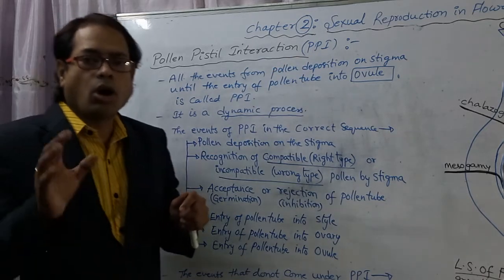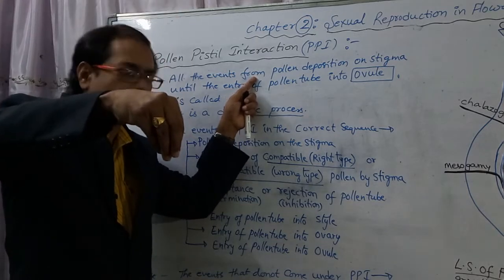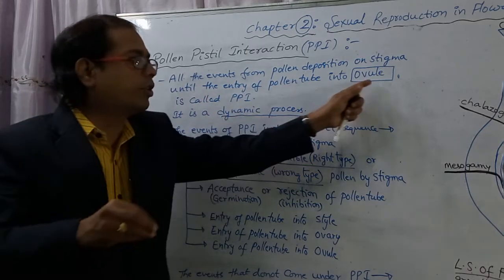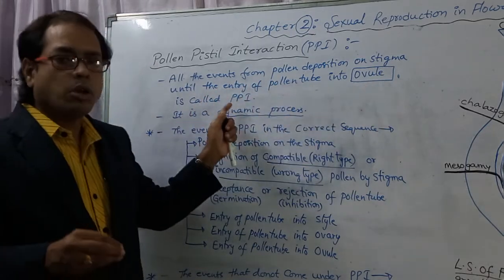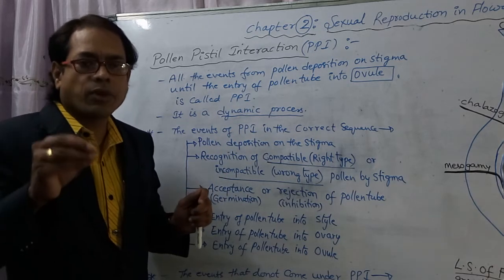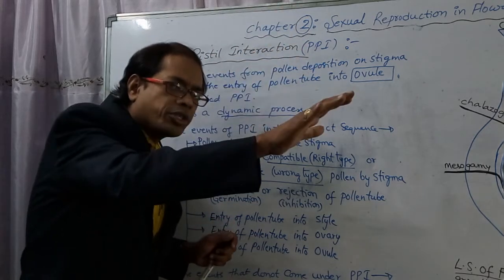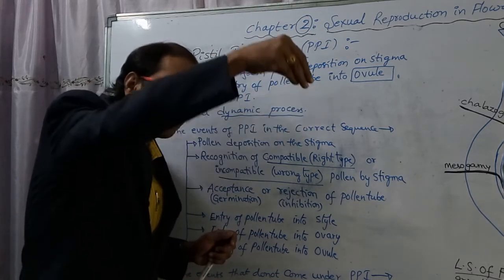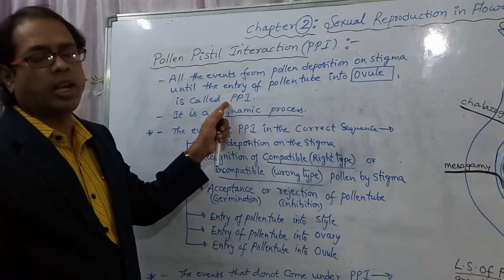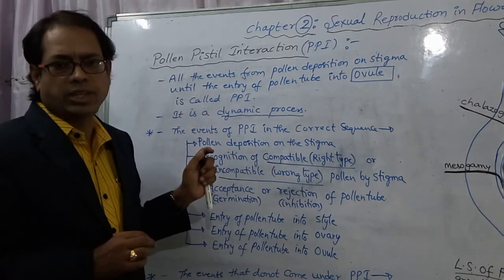That means all the events from pollen deposition on the stigma until the entry of pollen tube into the ovule are called pollen pistil interaction. It is a dynamic process.